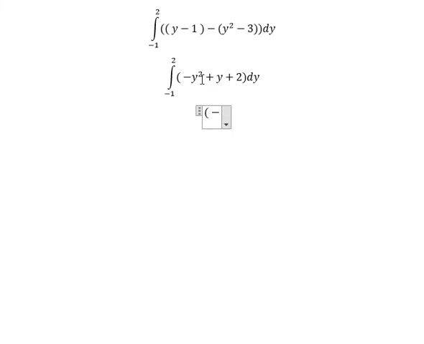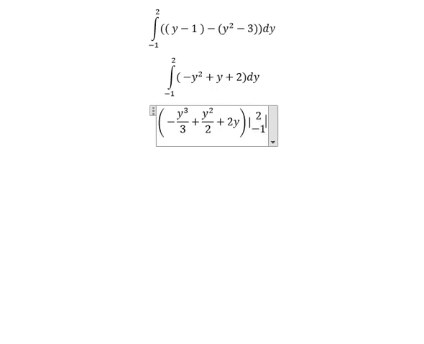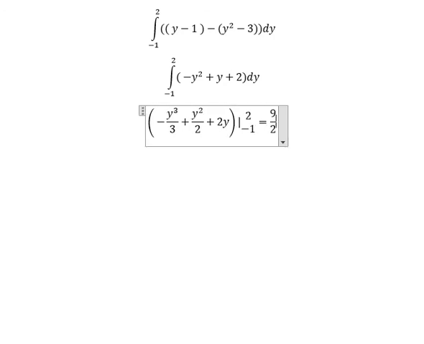The integral of y squared, you get y to the power of 3 over 3, y squared over 2, and 2y. You get from negative 1 to 2. We put the number in here, and the answer is about 9 over 2. That's the end.